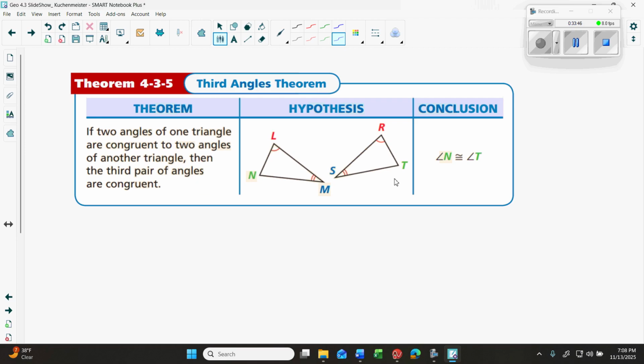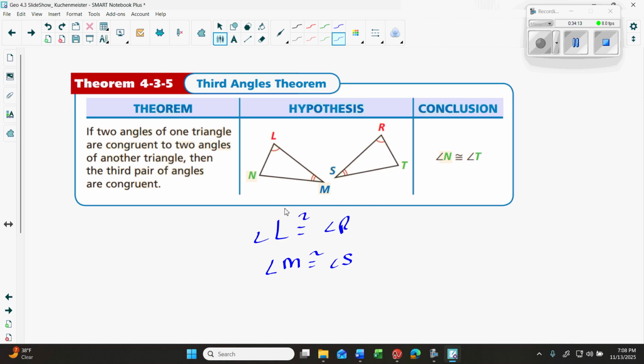So look at these two triangles. If you have two pairs of angles that are congruent, in this case angle L is congruent to angle R, and angle M is congruent to angle S. Notice how these have two tick marks. That's basically saying not all four of these angles are congruent. It's just that L is congruent to R and M is congruent to S.